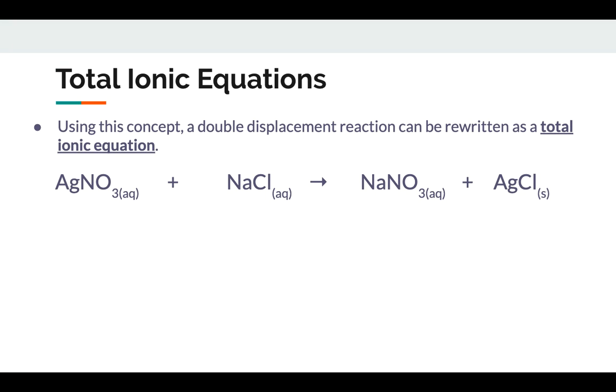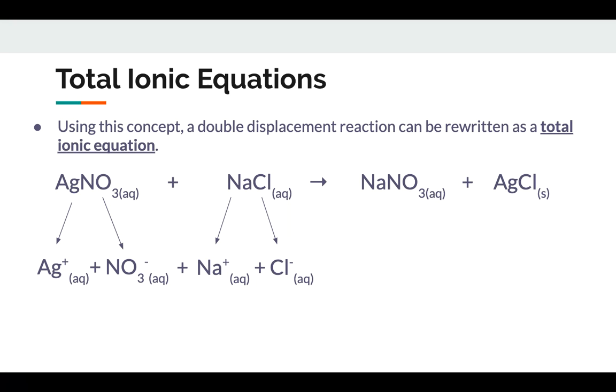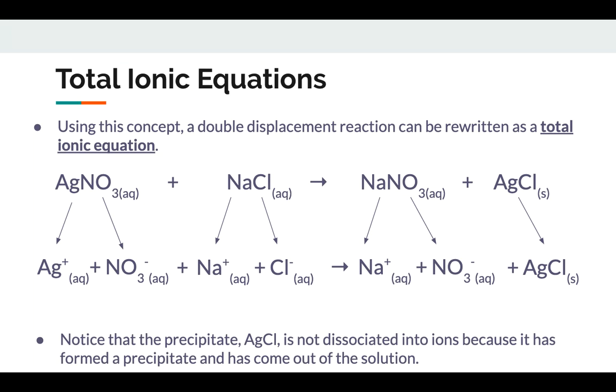So using this concept of ionic compounds dissociating, we can rewrite double displacement reactions as total ionic equations. Anything that is an aqueous ionic compound gets broken down into its ions. So silver nitrate becomes silver ions plus nitrate ions. Sodium chloride becomes sodium ions and chloride ions. The product sodium nitrate becomes sodium ions and nitrate ions. And then the silver chloride isn't aqueous, it's a solid, so it just stays as silver chloride. So the precipitate, AgCl, has not dissociated into ions because it's not aqueous any longer. It has formed a precipitate and has come out of solution.